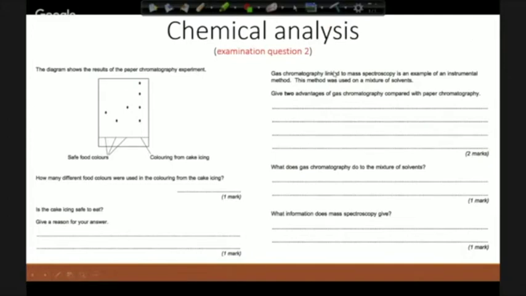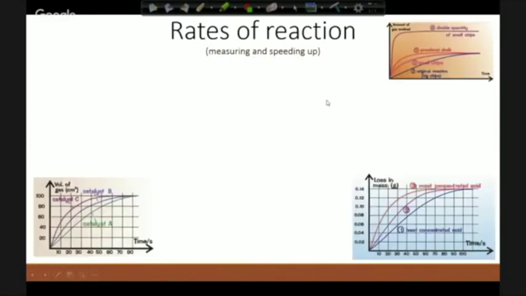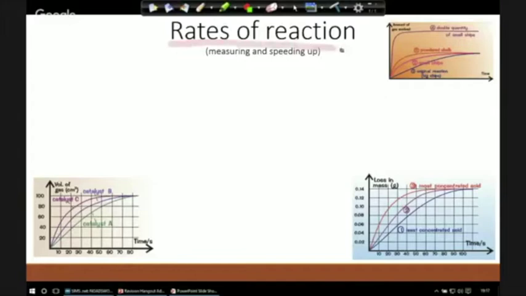Okay, that's chemical analysis. A slightly bigger part now is part 2, our rates of reaction. And this is a particular set of questions that come up every single year. And they're relatively varied in what they're going to ask. Sometimes it's a classic graph question. Other times it would be doing some analysis. And sometimes it's a 6 marker.